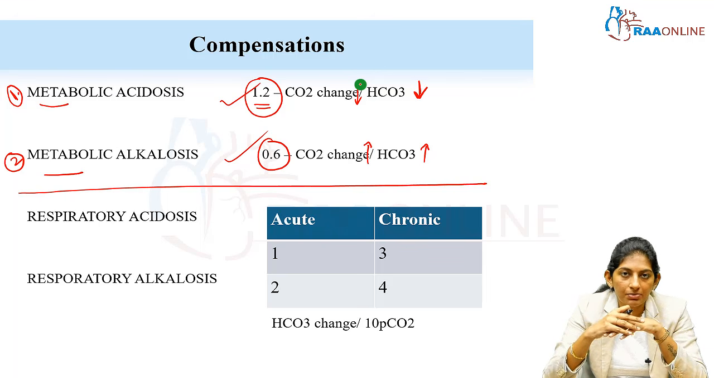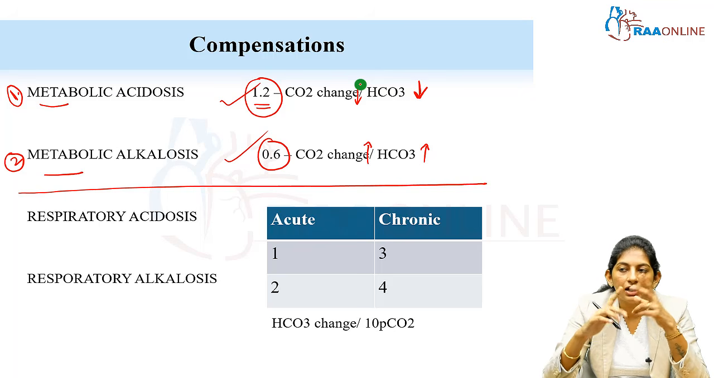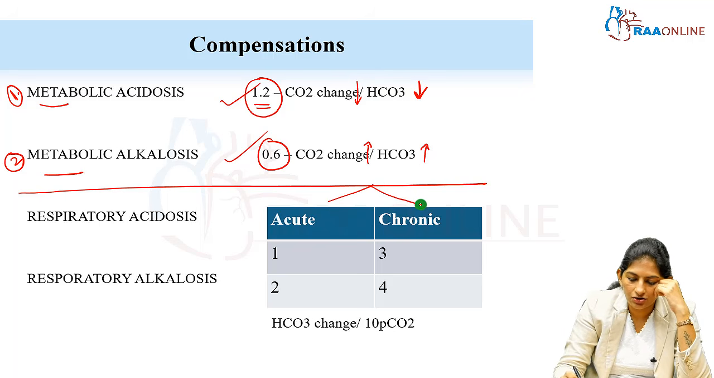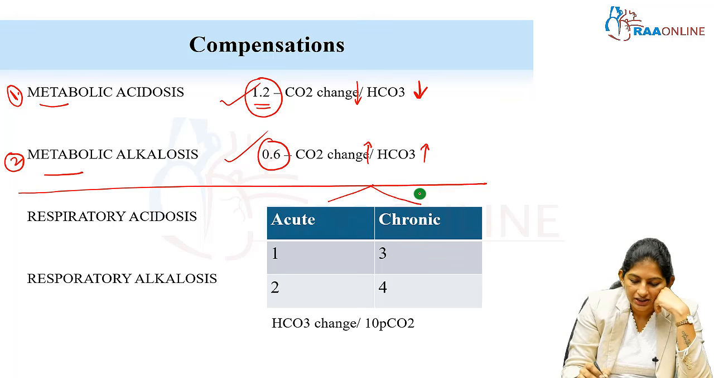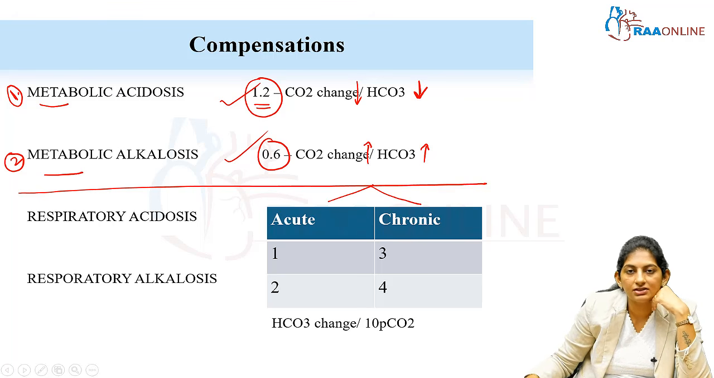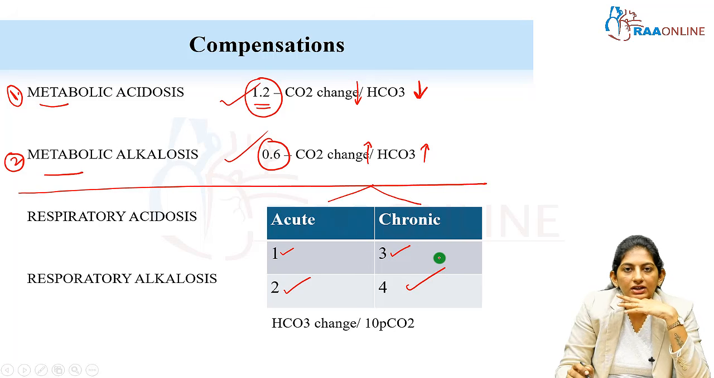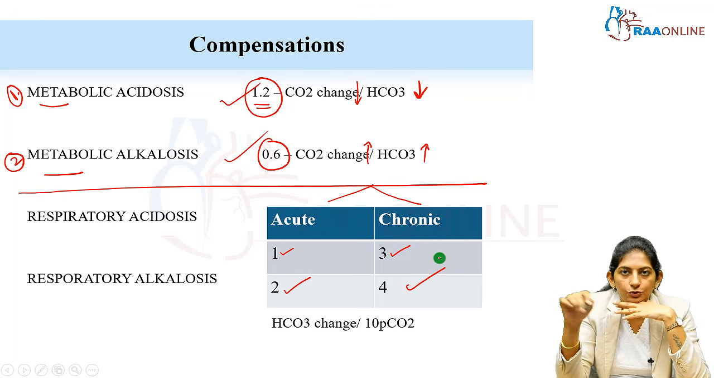Come to the respiratory part. Respiratory acidosis or respiratory alkalosis is not quite easy. Again, it depends on the condition of the patient. Is it an acute situation or is it a chronic disorder that the patient is suffering from? So, we divide into acute and chronic. I want you to remember that just this column over here, this table over here, remember 1, 3, 2 and 4. Okay, so just put a table 1, 3, 2, 4.